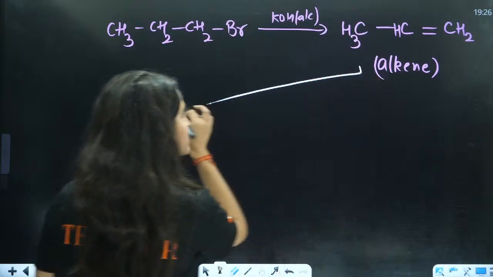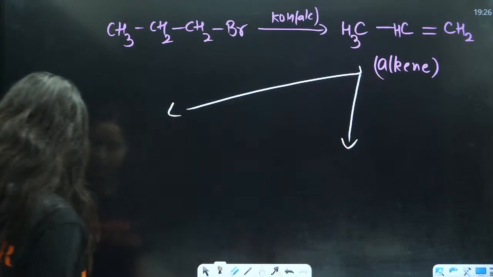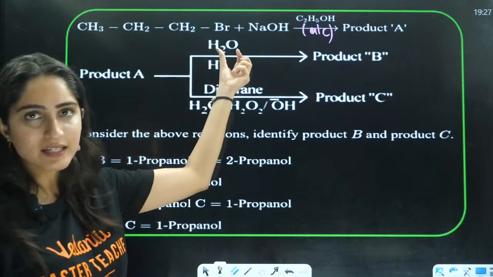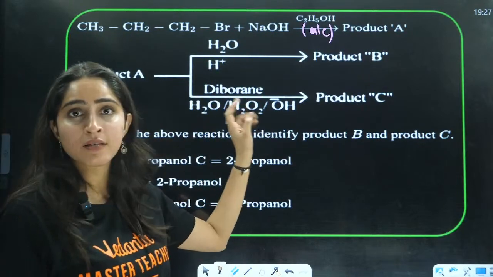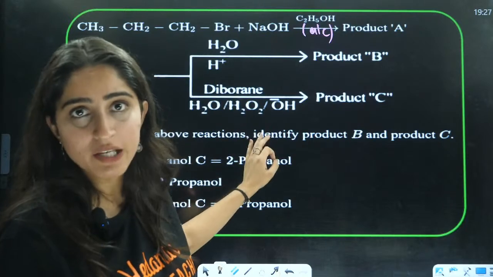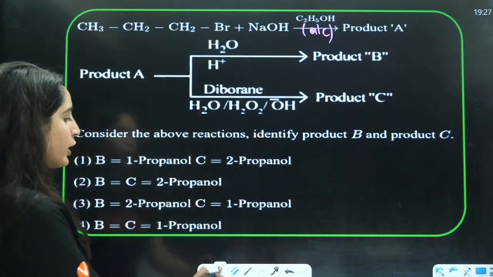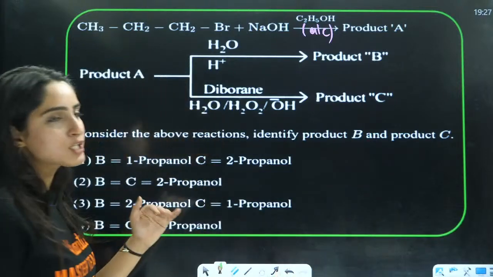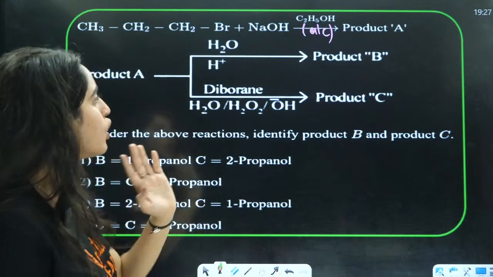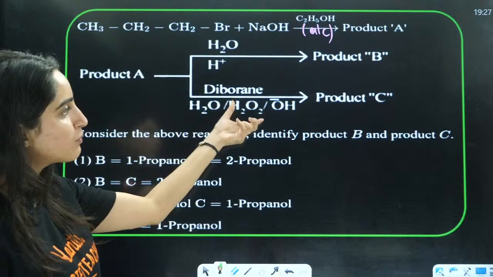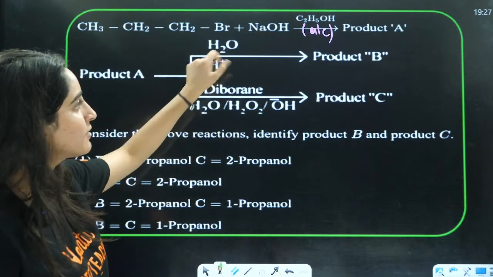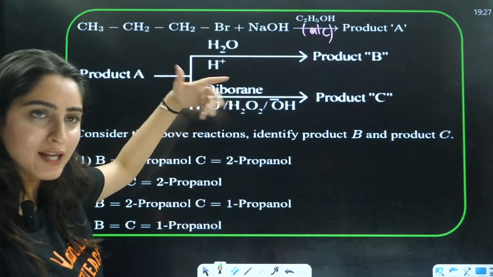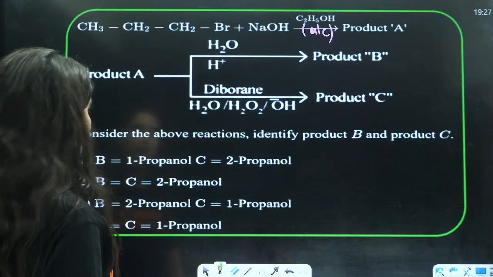Now, next thing is they have given you acidic hydrolysis. This is diborane, the hydroboration oxidation reaction. I told you that in these two you will have different things, right? So in diborane you will have anti-Markovnikov rule, and in the other case you will firstly form the carbocation and then you will have your answer.